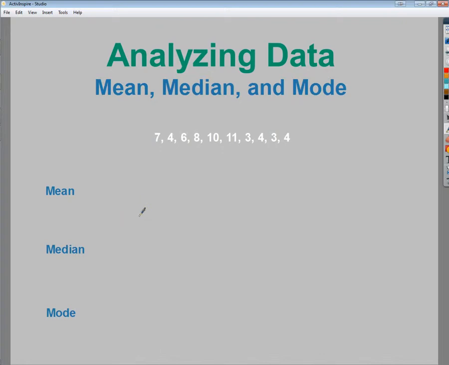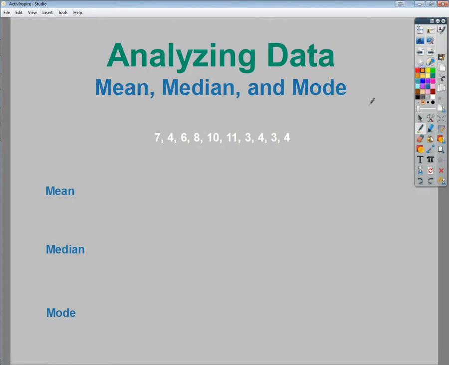In this video, I'm going to talk about analyzing data. Specifically, I'm going to talk about mean, median, and mode. This is considered one variable statistics. It's not a graphing relationship where you have an x and y; you just have single numbers that you're working with. These are called measures of central tendency.